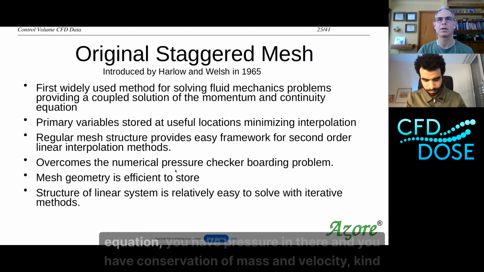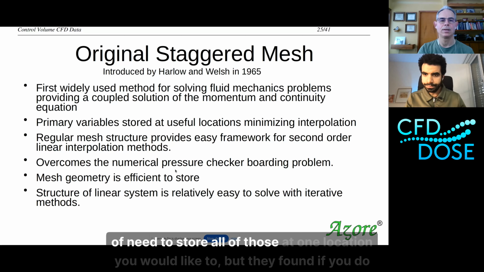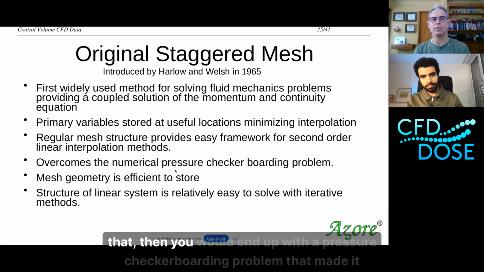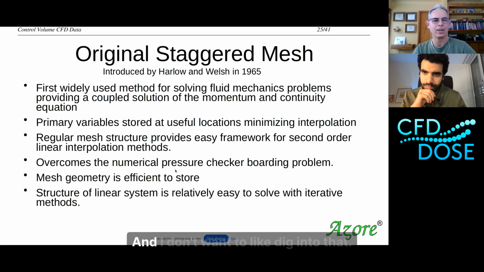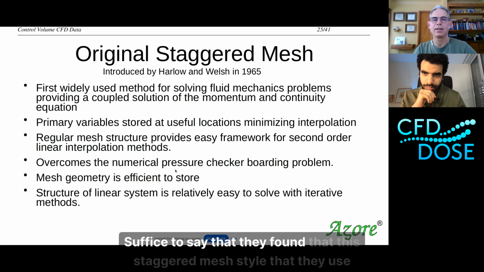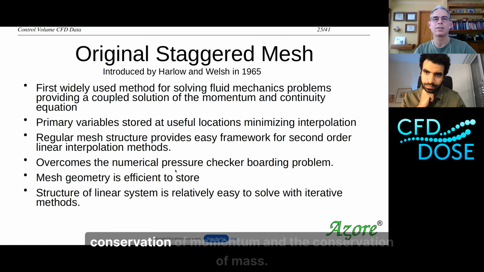If you're solving the momentum equation, you have pressure in there and you have conservation of mass, and velocity, and you would like to store all of those at one location. But what they found is that if you do that, you end up with a pressure checkerboarding problem that made it numerically challenging. I don't want to dig into that. Suffice to say that they found that this staggered mesh style overcame that problem and allowed them to solve a coupled solution between the conservation of momentum and the conservation of mass.